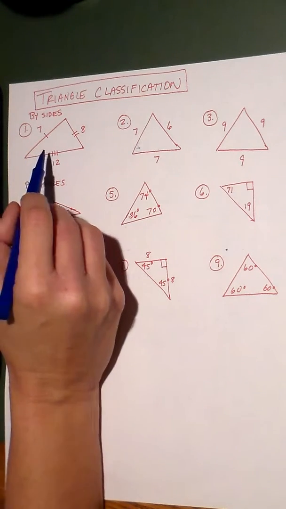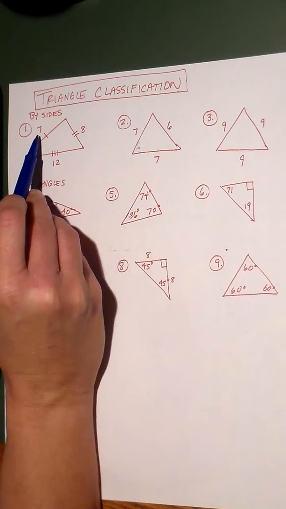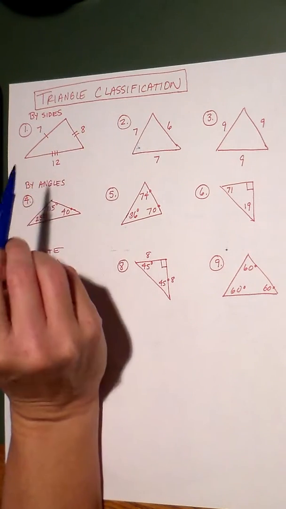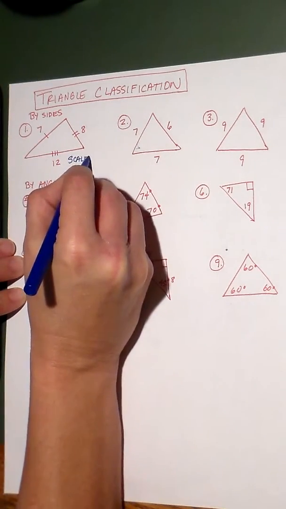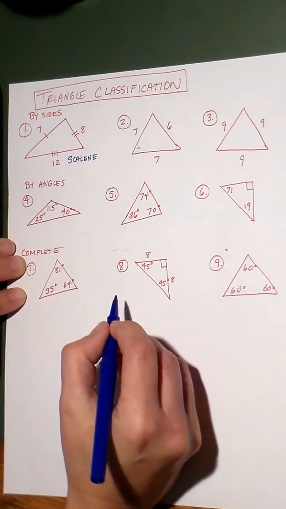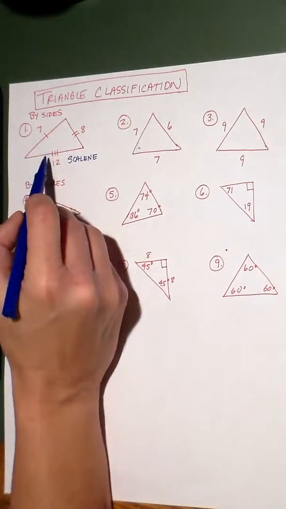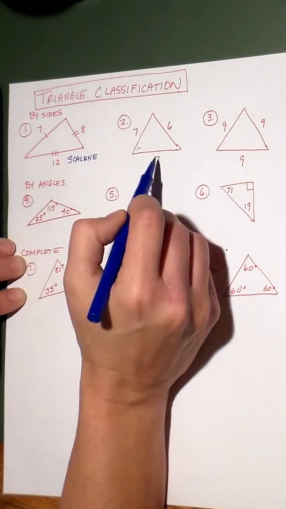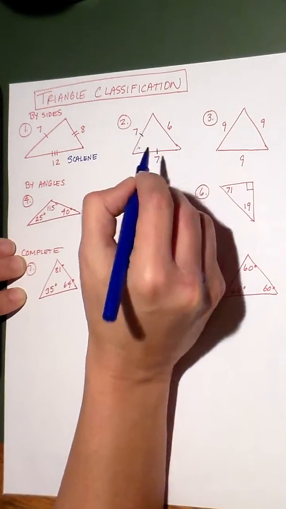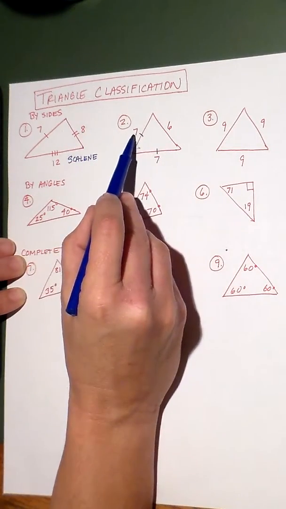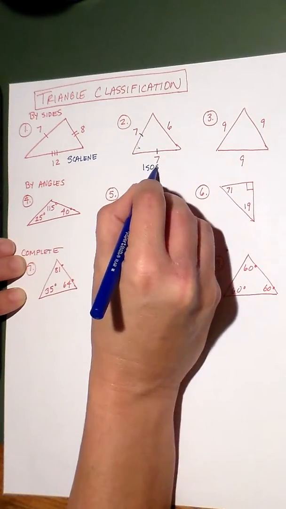The first one: the triangle here has sides of 7, 8, and 12. When all of the sides are different, we call that a scalene triangle. Scalene is when all the sides are different, okay? For the second one, and I've already got these marked, we have sides of 7, 7, and 6, which means that these two sides are congruent, so I've got two congruent sides and a third side that's not. This is called an isosceles triangle.